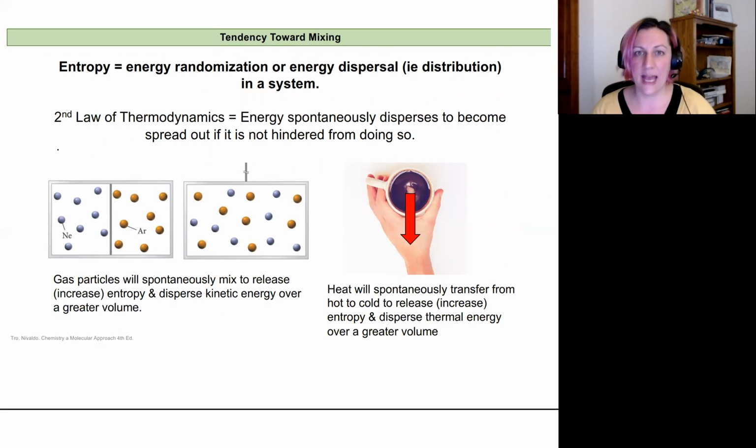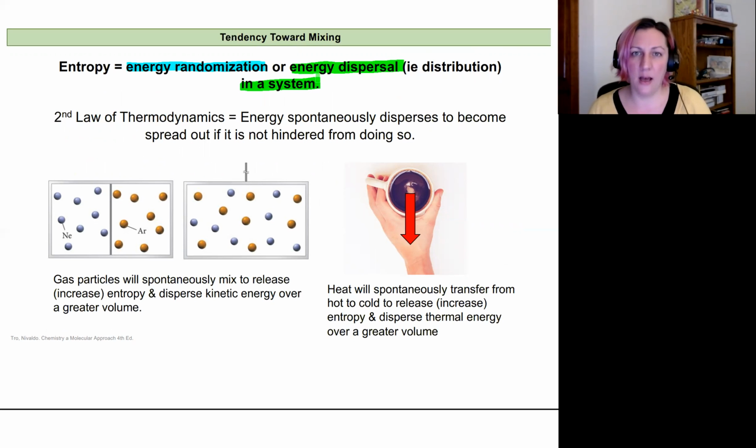So there is this tendency to mix, and what it comes from is entropy. Now, entropy is the energy randomization. That's one way to say it. You could also say it's really the dispersal of energy in a system.